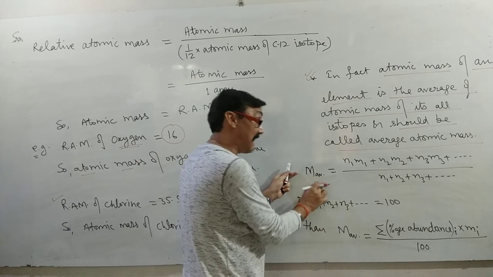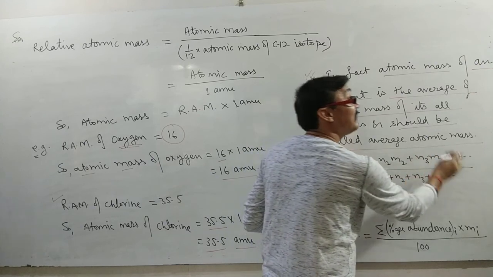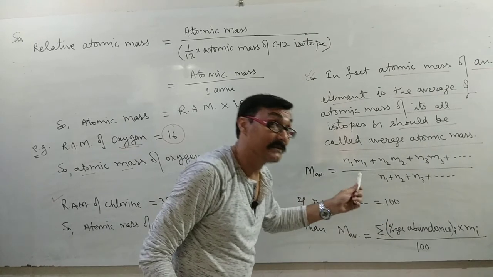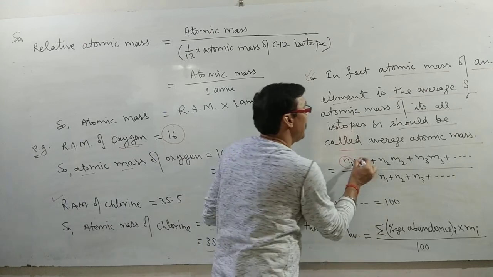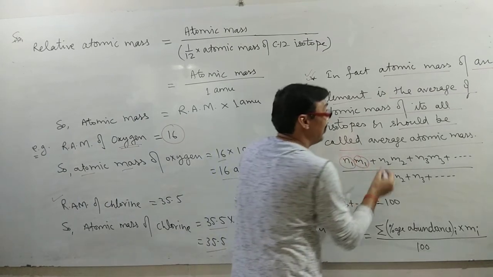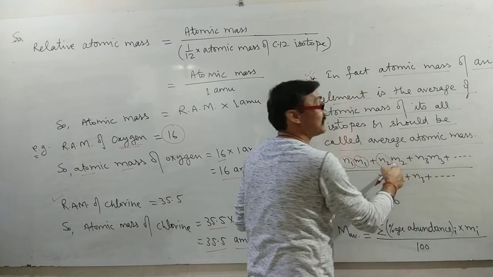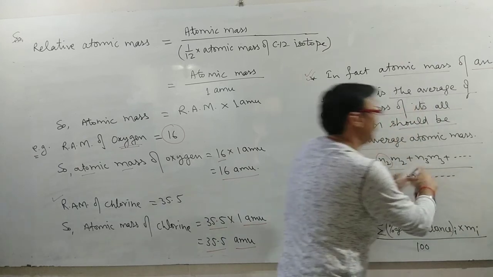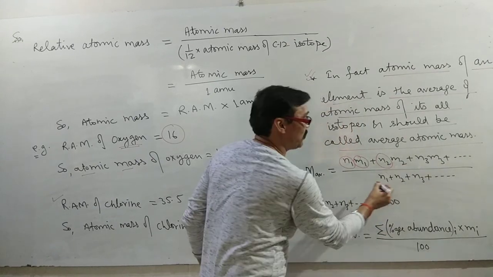Average atomic mass M is equal to n1 m1 plus n2 m2 plus n3 m3 and so on, divided by n1 plus n2 plus n3. What is the meaning here? n1 is the number of one kind of isotope and m1 is the atomic mass of that isotope. Again, n2 is the number of the other isotope of that element and m2 is the atomic mass of that isotope. n3 is the third type of isotope and m3 is the atomic mass of that isotope, and so on. Divided by the total number of isotopes.